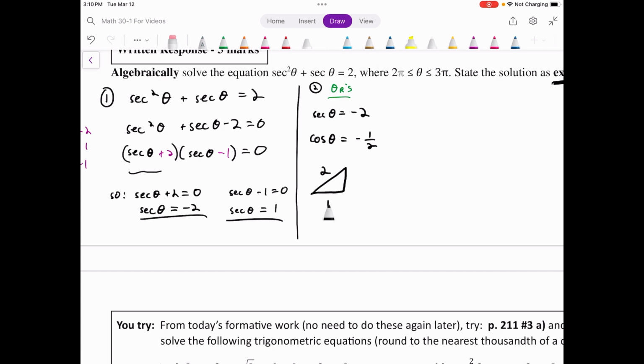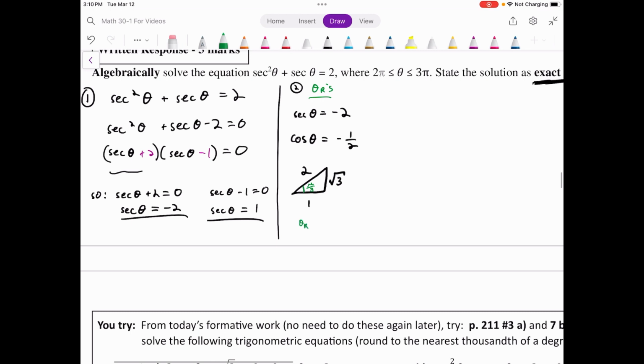Well, hypotenuse 2 and adjacent 1, this is our 30, 60, 90. Or, since we're working in radians here, we're going to be thinking of not 30 degrees and 60 degrees, but instead pi over 3 and pi over 6. Okay, so 60 is pi over 3, right? It's 1/3 of 180. So 1/3 of pi. Okay, so there we go. Our reference angle for this one is pi over 3.